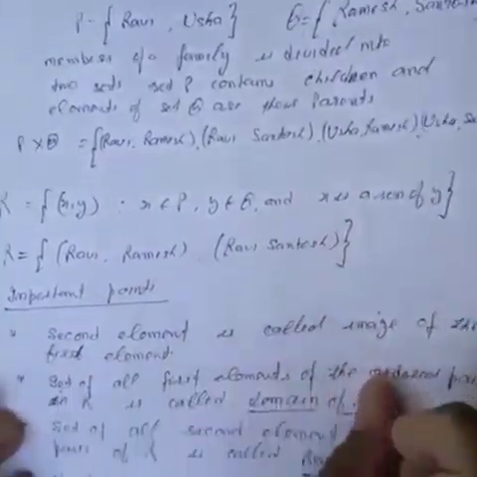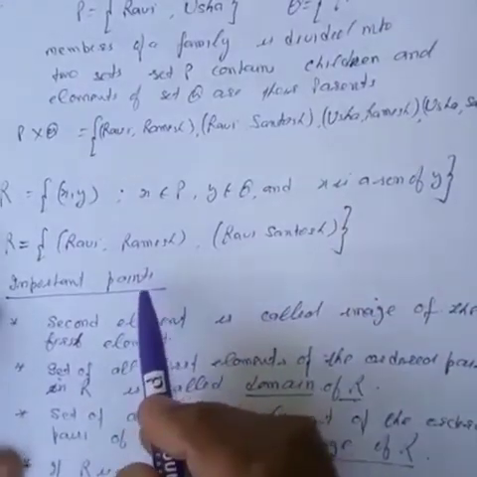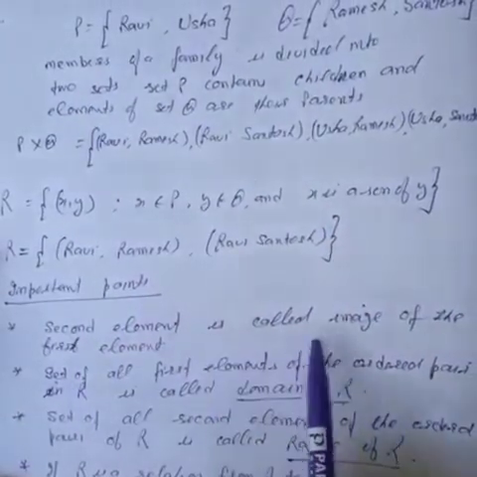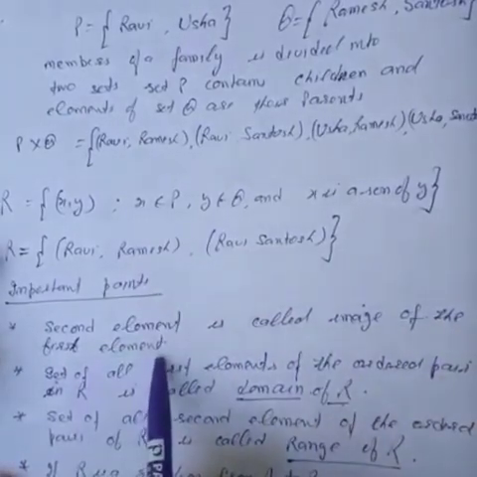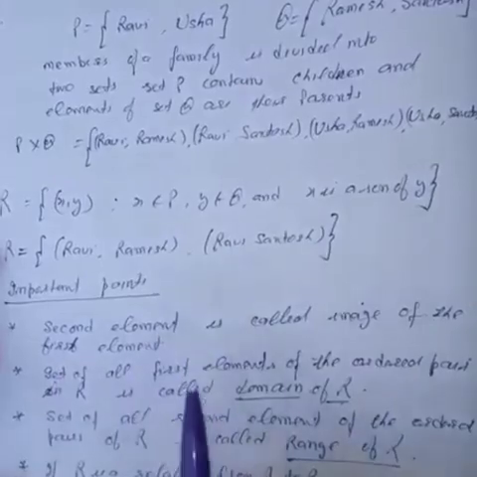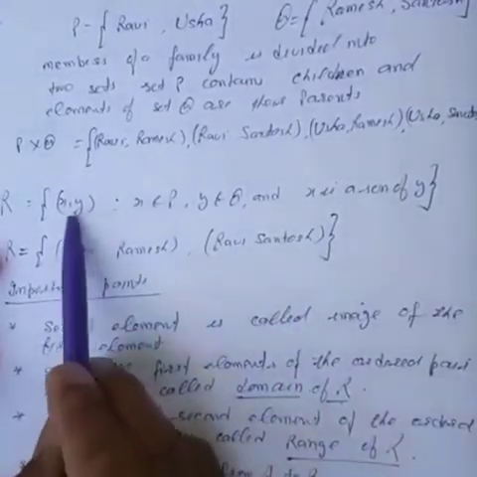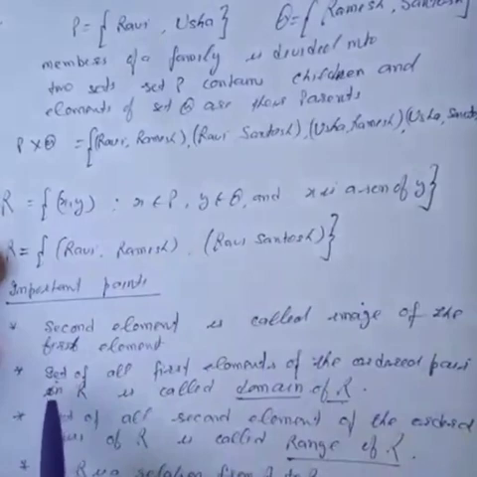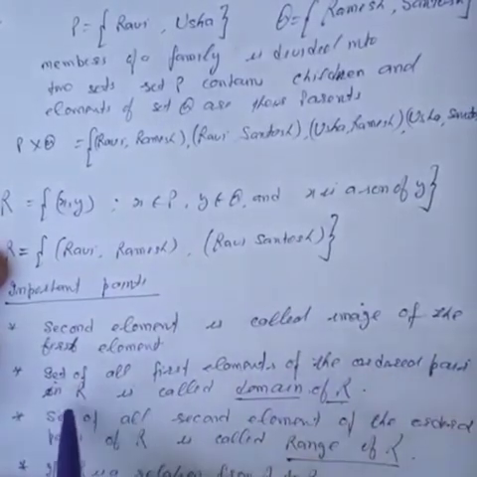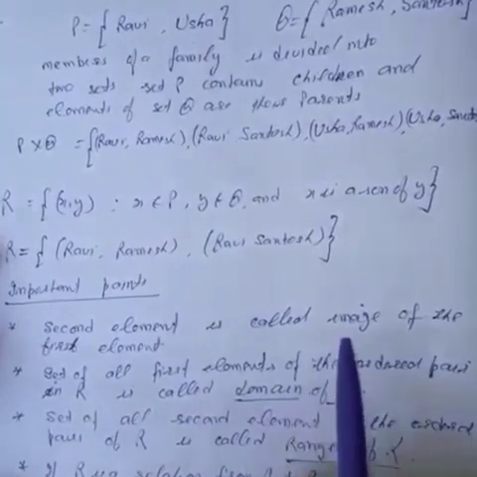Now there are some important points to consider regarding relations. The second element is called image of the first element, where first element can be said pre-image. So second element is always image. So it means y is image of x. Now set of all first element of the ordered pairs in R is called domain.